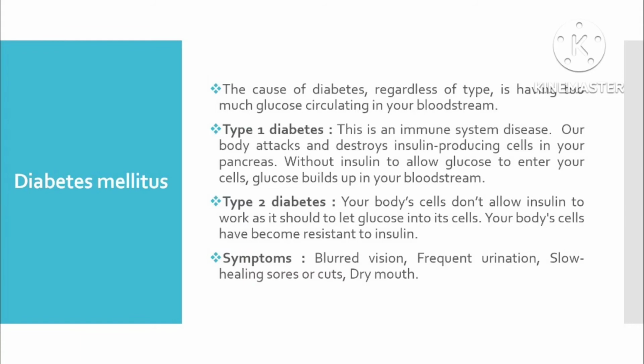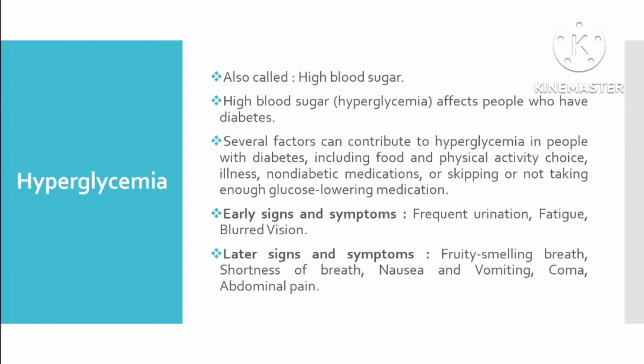The second one is type 2 diabetes mellitus. Your body cells don't allow insulin to work as it should to let glucose into the cells. Your body cells have become resistant to insulin. Symptoms of diabetes mellitus: blurred vision, frequent urination, slow healing of cuts, and dry mouth are the symptoms of diabetes mellitus.